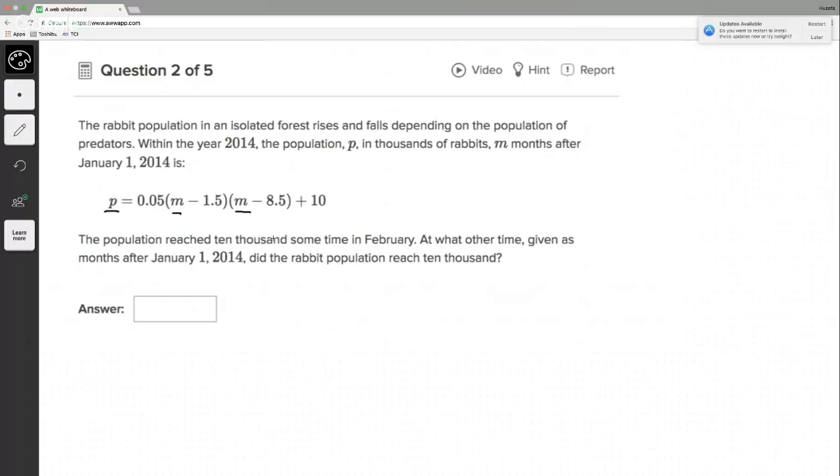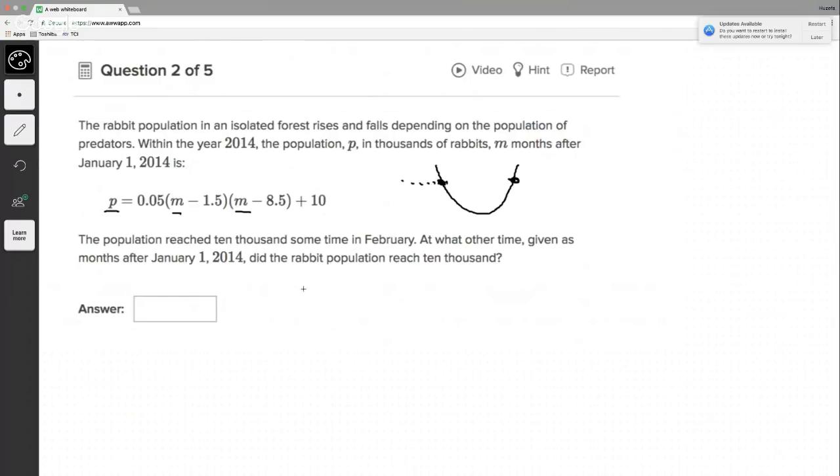So, okay, we have reached 10,000. Basically, since this is quadratic, I'm assuming it's some sort of a parabola, right? So what's happening is we have it hitting 10,000 here and then 10,000 here. It's going to hit at 2 different points. And P is in thousands, by the way, so P is just going to equal 10. We're just trying to find the values where it equals 10.